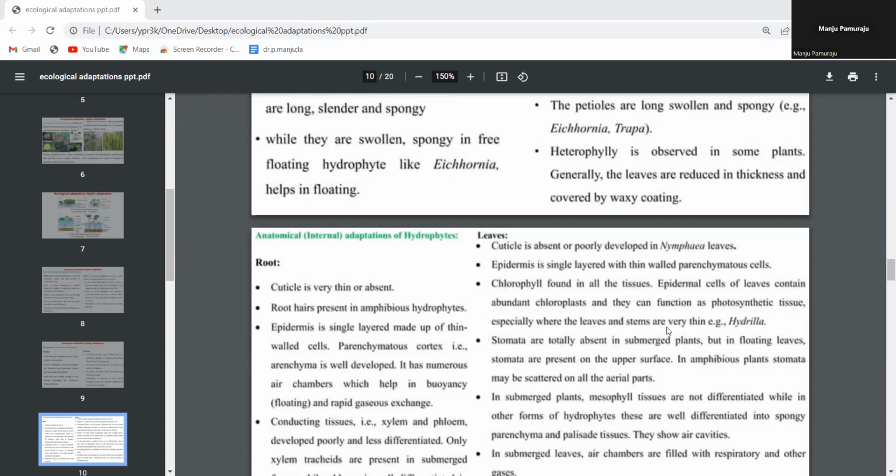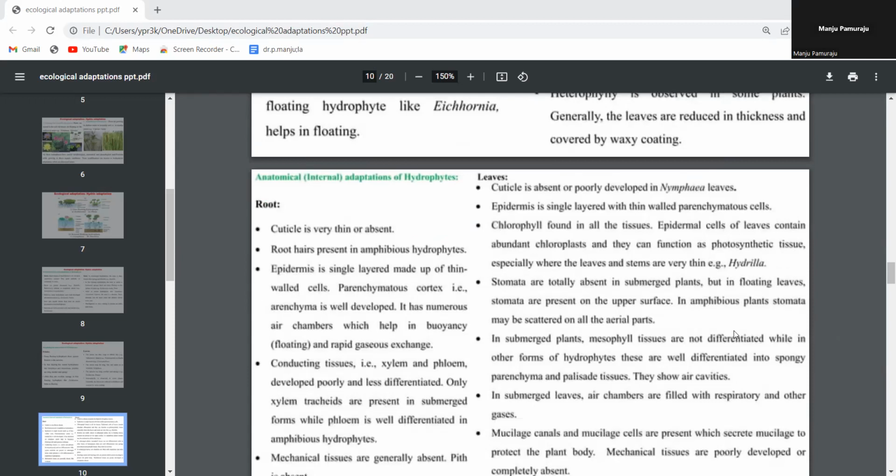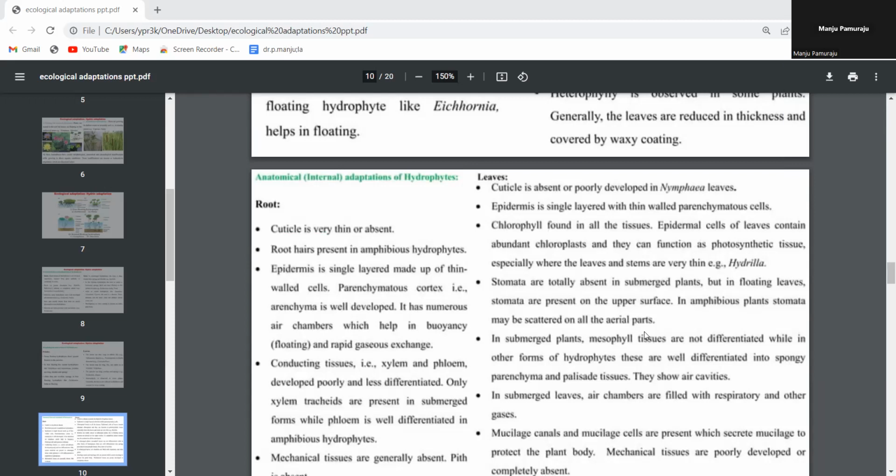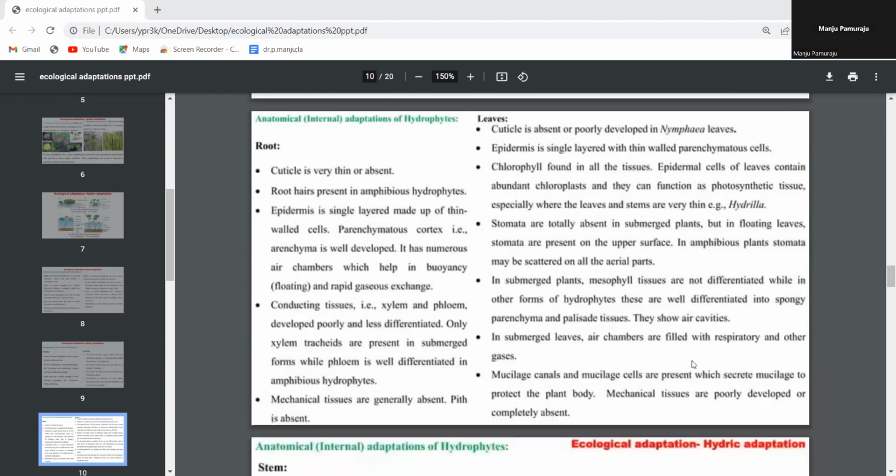An example for this is Hydrilla. Here the epidermis contains chlorophyll, unlike in xerophytes or mesophytes. Stomata are totally absent in submerged plants, but in floating leaves stomata are present on the upper surface. In amphibious plants, stomata may be scattered on aerial parts. So the stomata are reduced, or present only on the upper surface. In submerged plants, mesophyll tissues are not differentiated, while in other forms of hydrophytes they are well differentiated into spongy parenchyma and palisade tissue.